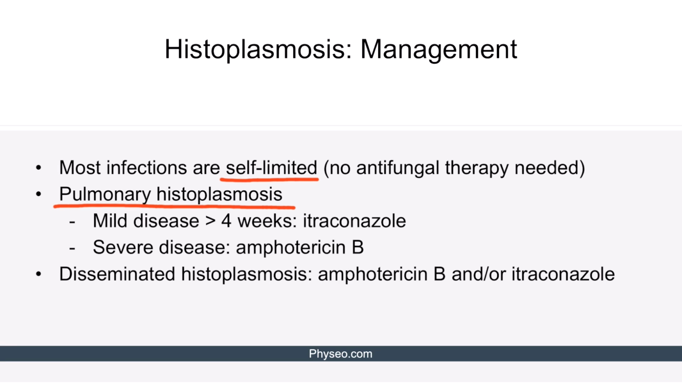In other words, if your patient's vitals are totally stable and they're feeling okay, then there's no need to jump to amphotericin B. Now, when it comes to disseminated disease, amphotericin B or itraconazole should be provided. So the idea here is that you don't need to treat them with anything if they're mild and it's just limited to the lungs. And then if it's severe or disseminated, then you're going to want to get serious about itraconazole and even amphotericin B.